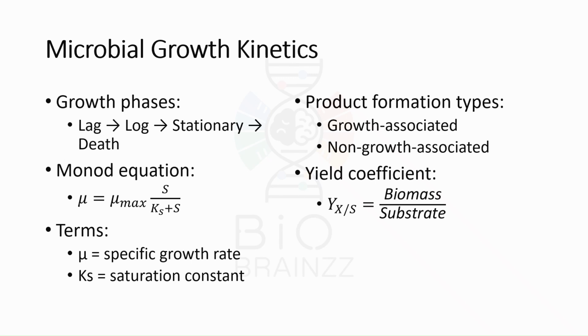Microbial growth kinetics. Microbial growth occurs in phases: lag, log, stationary, and death phase. The log phase is the most active phase where cells divide rapidly. The Monod equation explains how growth rate depends on substrate concentration. It is important for understanding and controlling bioprocesses in industrial systems.